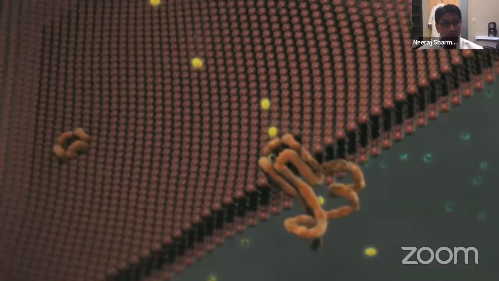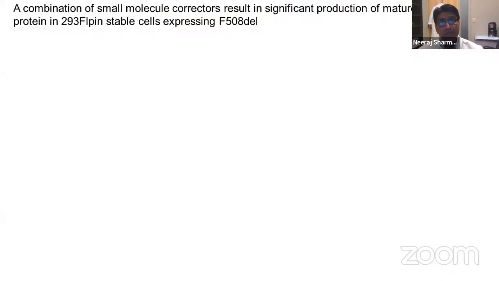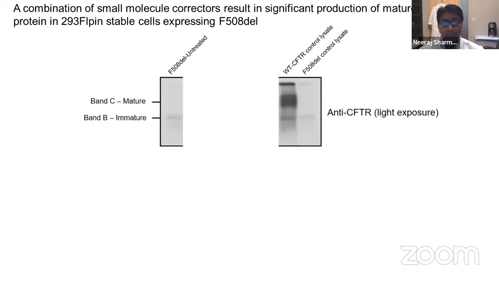This looks good in animation, 2D concepts, making the illustrations, but how does it look when you do real lab experiments? So here I'm giving you an example of a stable cell line that was created and that expresses this F508 del. On the far left here is that F508 del, which is untreated. And on the far right are the controls.